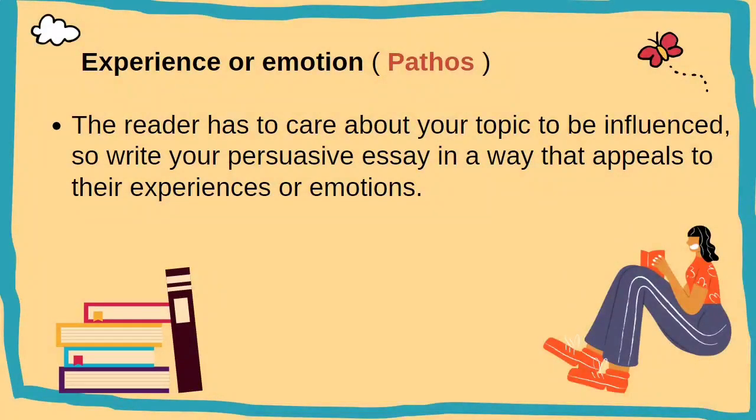The second one is experience or emotions, also called pathos. Here, the reader has to care about your topic to be influenced, so write your persuasive essay in a way that appeals to their experiences or emotions. Here, you can appeal to their emotions with anecdotes. Also, you can use vivid language so that you can catch your reader's attention and involve them in what you want to say.